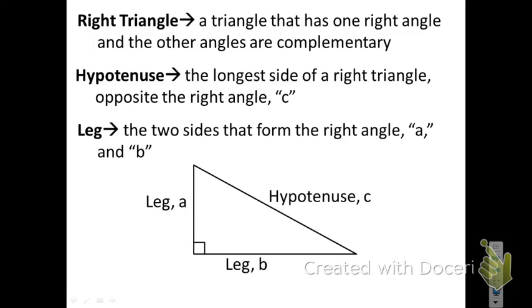Okay, so look, I have leg A, leg B. Now, does it matter which one you label as A or which one you label as B? No, it doesn't matter. The only one that is important is the hypotenuse, the C. That's the one that is the most important.